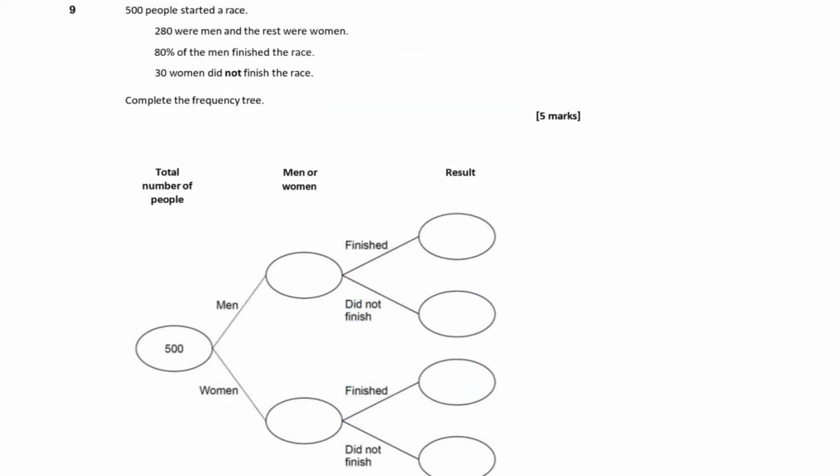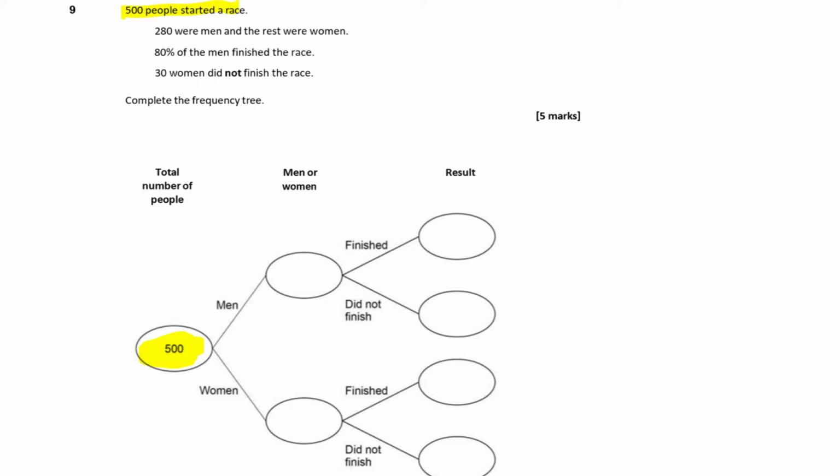Question 9. 500 people started a race. 280 were men and the rest were women. 80% of the men finished the race. 30 women did not finish the race. Complete the frequency tree. Okay, so we're told there are 500 people starting the race, and that's the 500 people that we've got to start with.